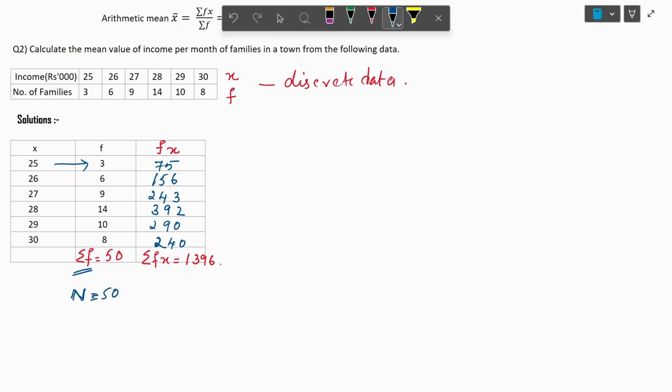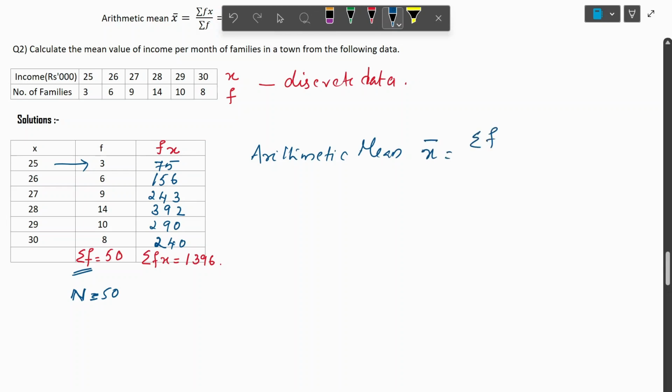Both are the same. Some notebooks and some textbooks use this notation, n, the total number of frequency. After completing this table, you are going to use your formula. What is your formula? Arithmetic mean, x bar equal to summation of fx, that is sigma fx divided by sigma f. Now here substitute the values: 1396 divided by 50, that is equal to 27.92.